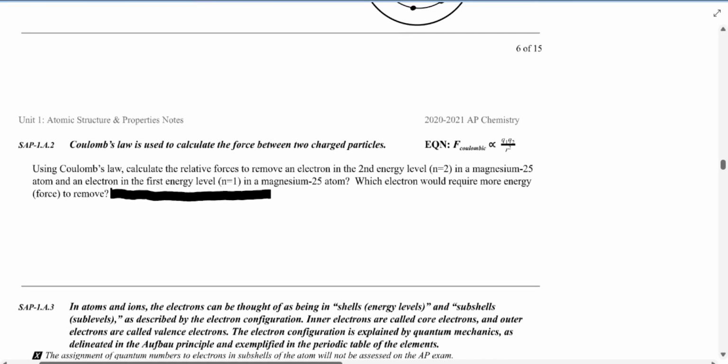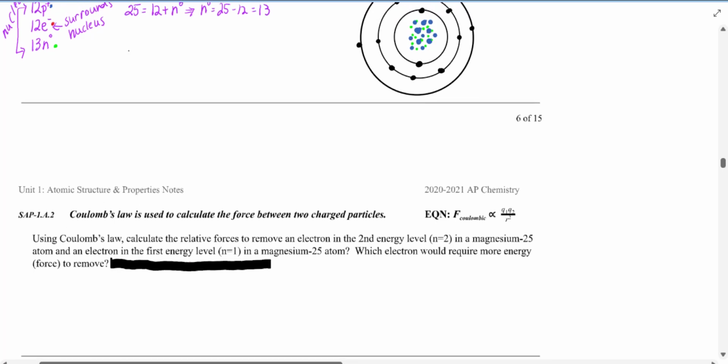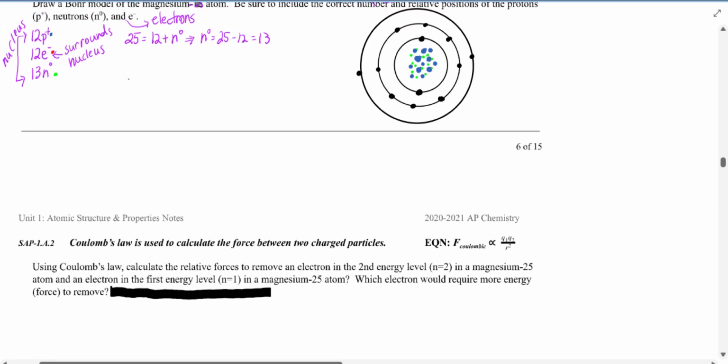Okay, now let's go to the next problem. It says, using Coulomb's law, we're going to use this Bohr model up here for this. Using Coulomb's law, calculate the relative forces. I really don't like where it says calculate, because we don't do that. Calculate the relative forces to remove an electron in the second energy level. So we are looking at n equals 2. And by the way, this stands for energy level.